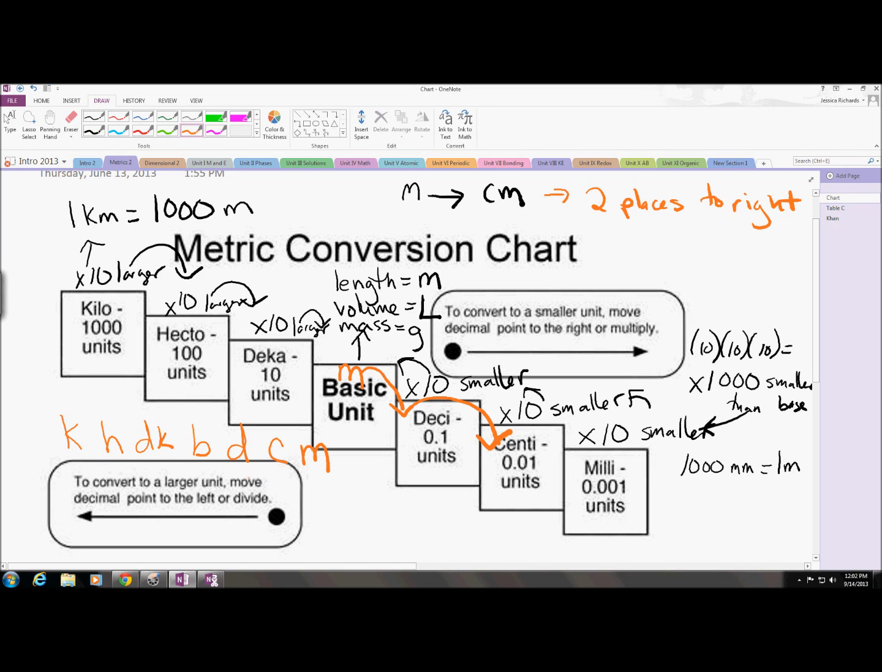Whatever trick you use for memorizing the order of the prefixes, you should get them memorized, and this way you can move your decimals back and forth. You just have to count.